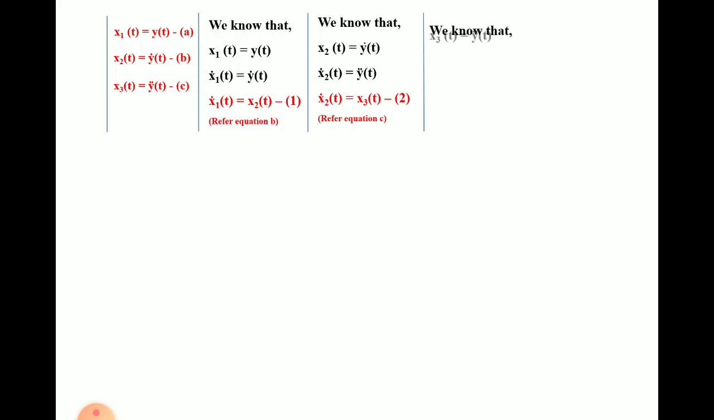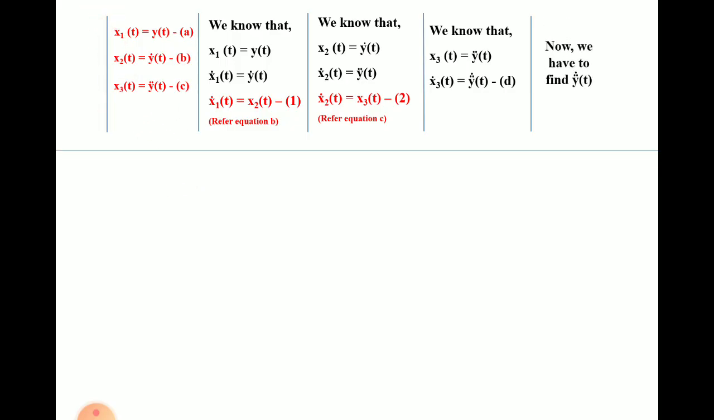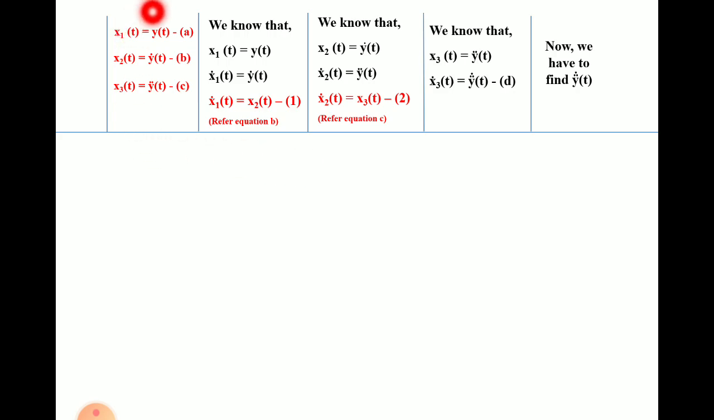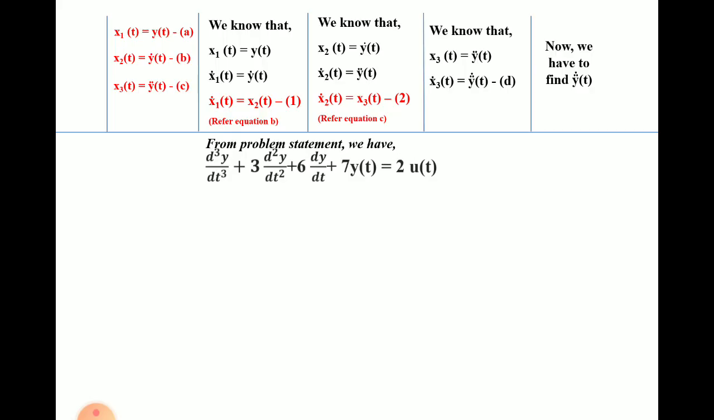Similarly we know that x3 of t is y double dot of t. Again if you differentiate x3 of t, you will get x3 dot of t is equal to differentiation of y double dot of t with respect to t, which will give you y triple dot of t. But here we do not have any relationship which connects y triple dot of t with any of the state variable. So now we have to find y triple dot of t and express that in the form of state variable and input. For that we will consider our problem statement.